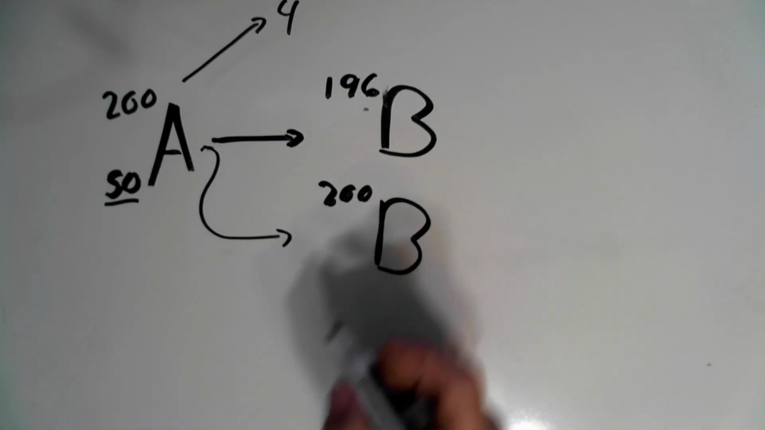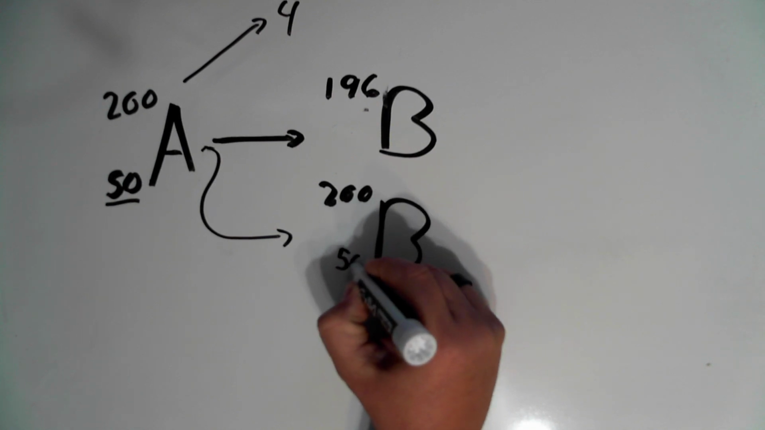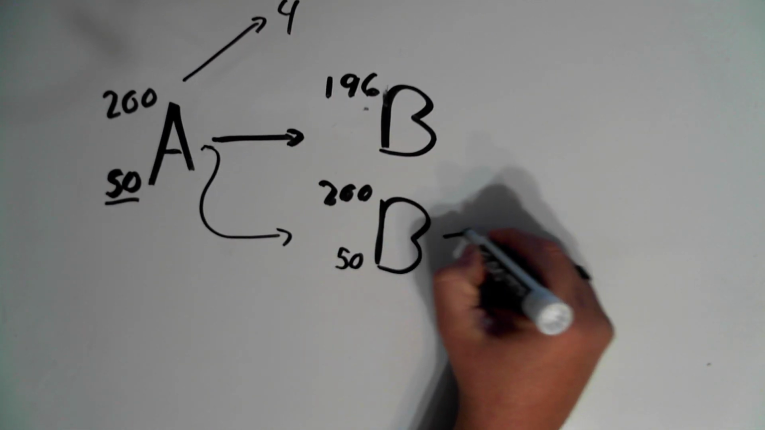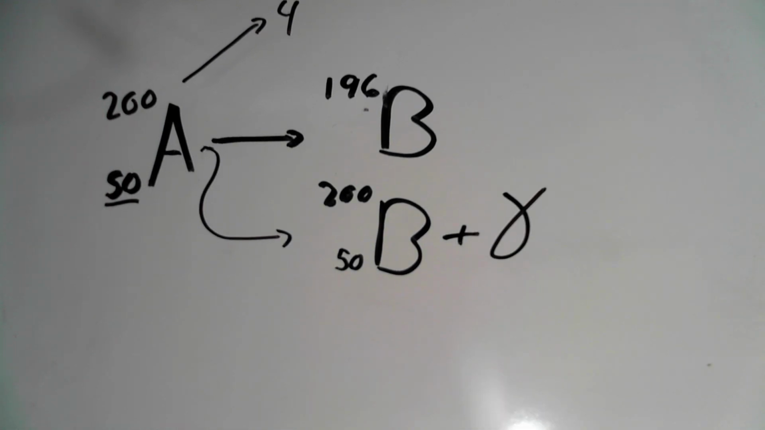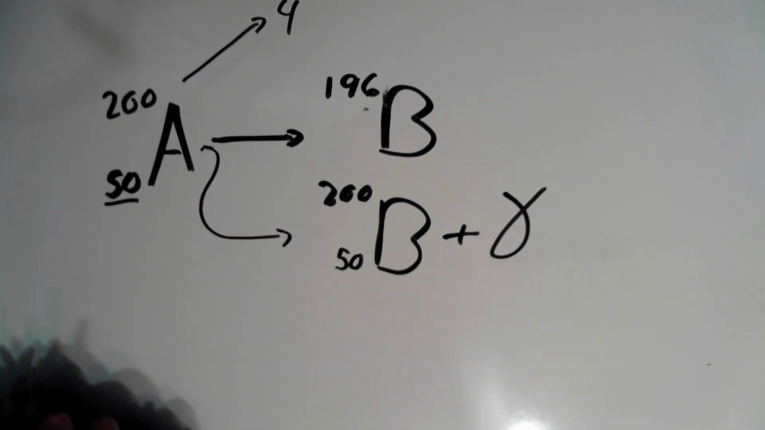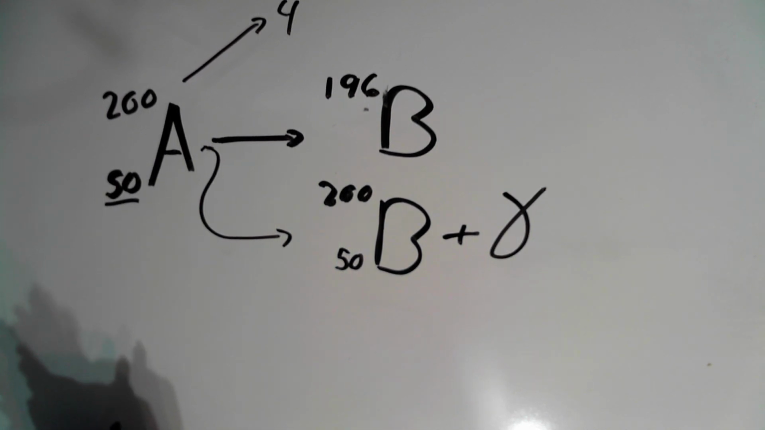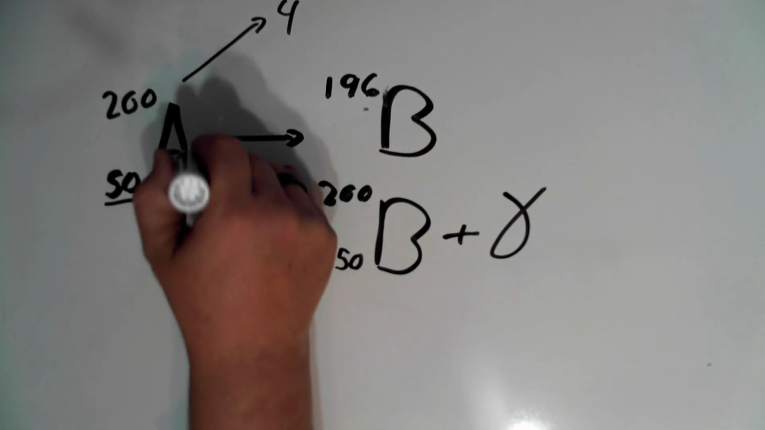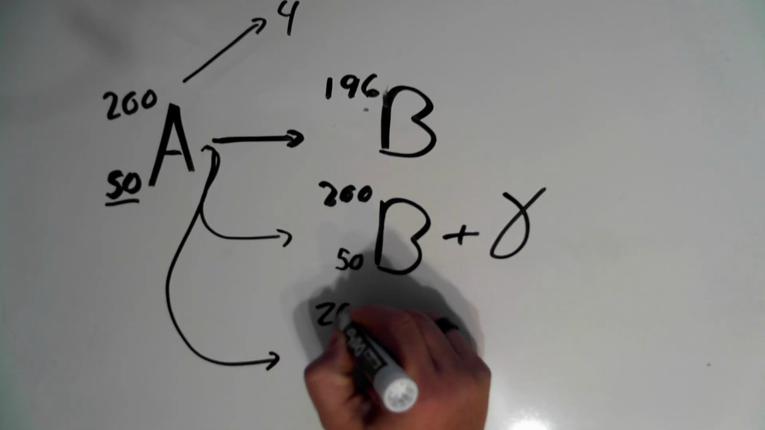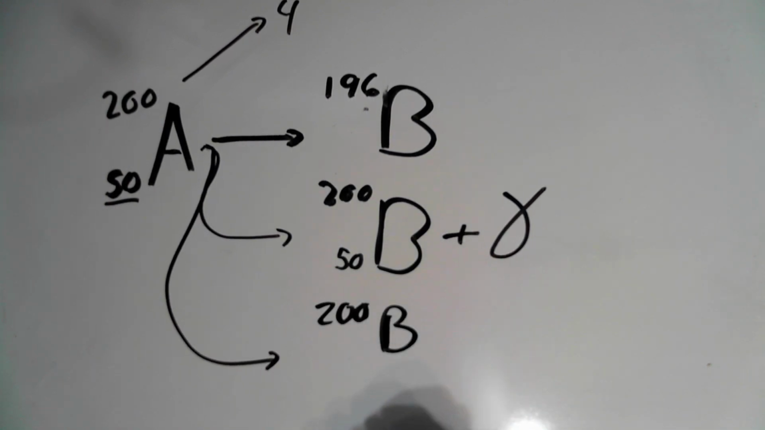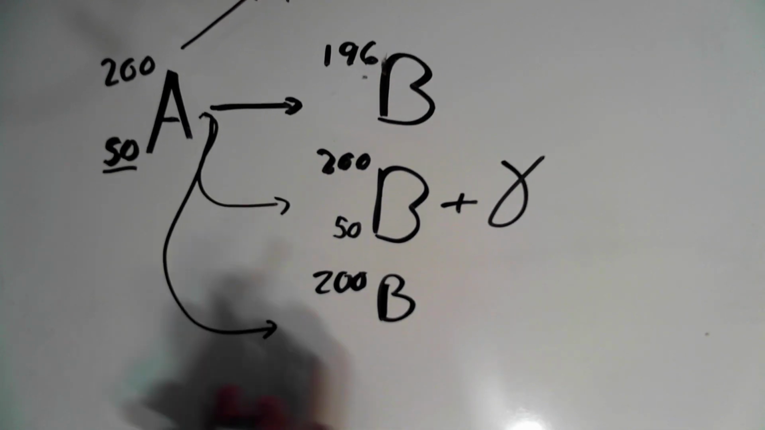So if this number remains the same, that means that the only product, in addition to this new element, is gamma radiation. Gamma radiation is radiation associated with a particle that isn't ejecting matter, but instead is ejecting light.